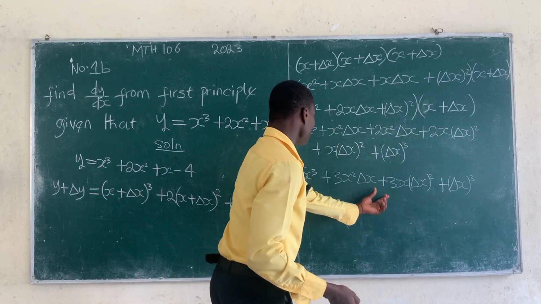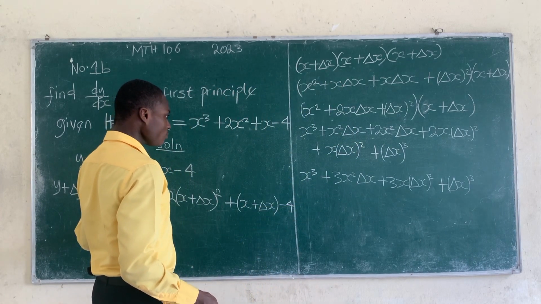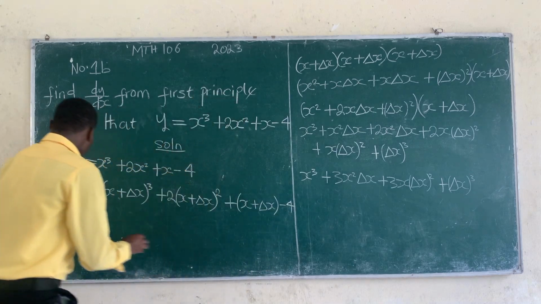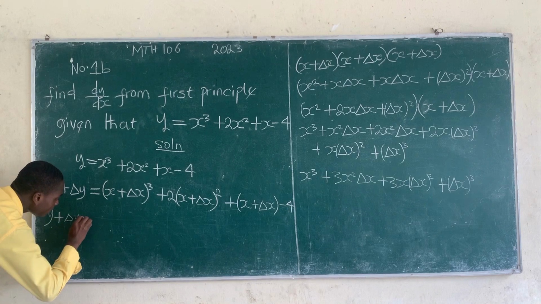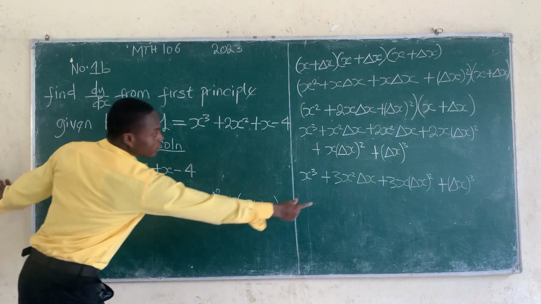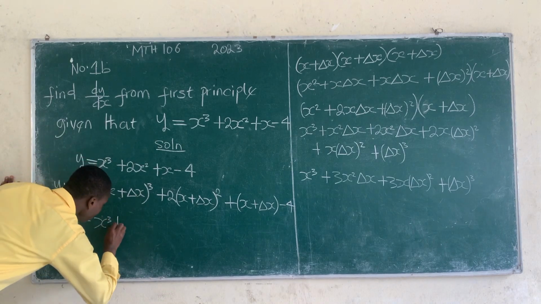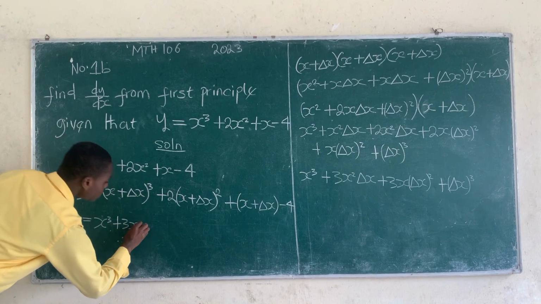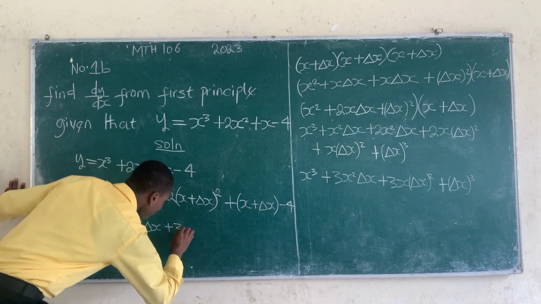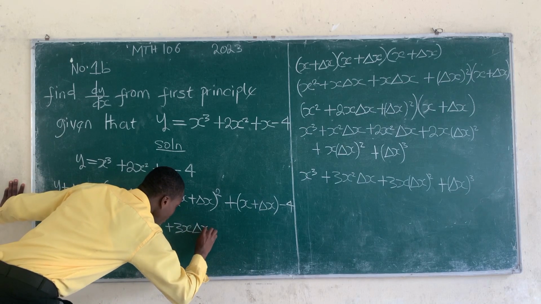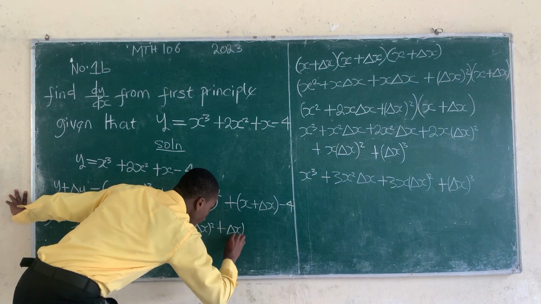So this is what we are going to substitute in place of this. We are going to substitute here. So let's quickly substitute that. We have y plus increase in y, and this will be equal to the whole of this gave us that. So we have x cubed plus 3x square increase in x plus 3x increase in x square plus increase in x cube.